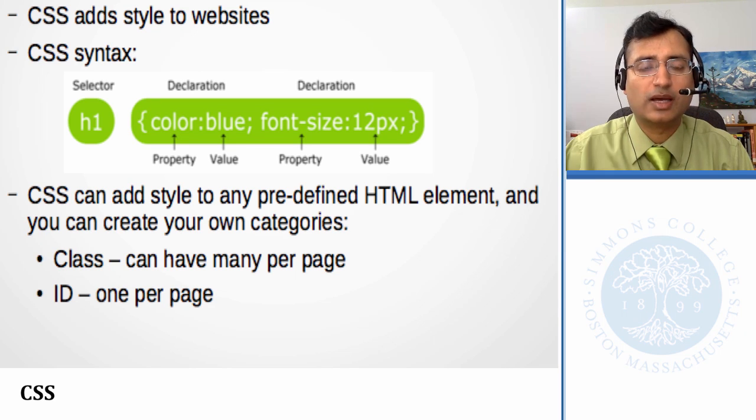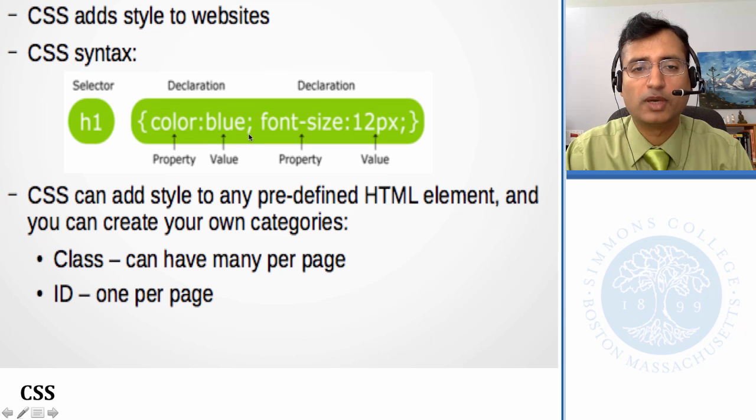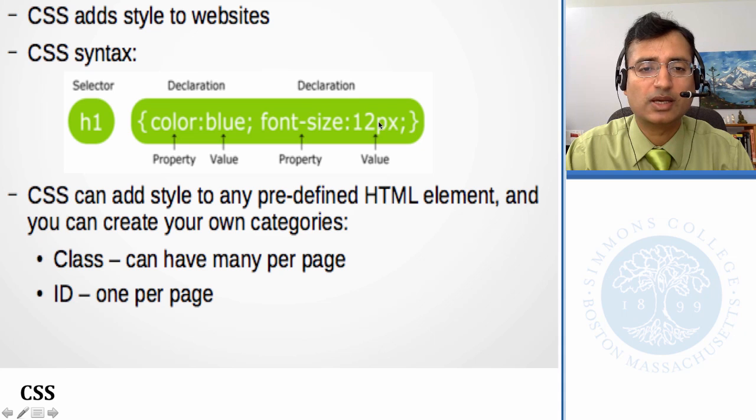CSS adds styles to websites, and in the syntax there are these basic components. Here you have the selector and a declaration, and within the declaration you'll have a property and a value. So here for heading 1, within curly brackets you have the property color, and we're setting the value to blue followed by a semicolon, and setting the second property, font size, with a colon here, and the value here is 12 pixels, again with a semicolon. So that's the way you specify the CSS syntax.